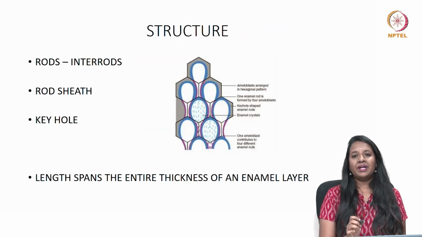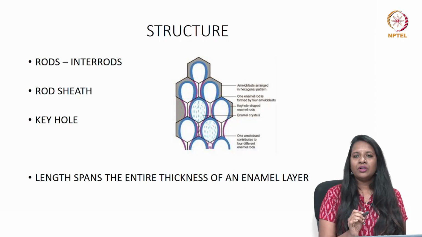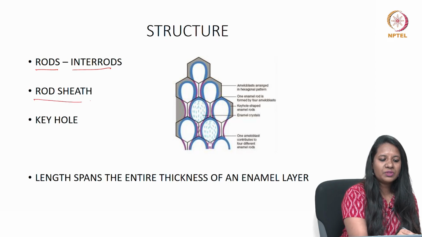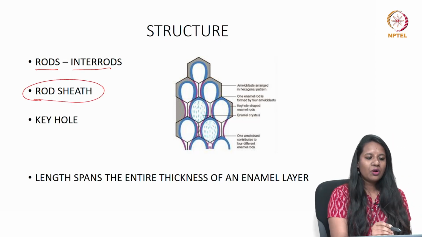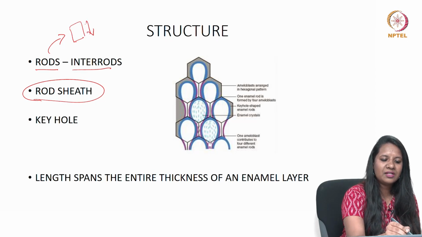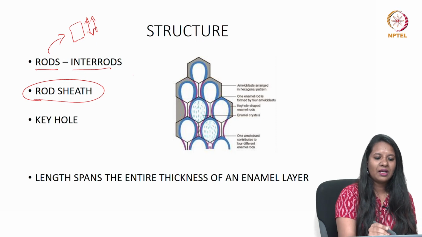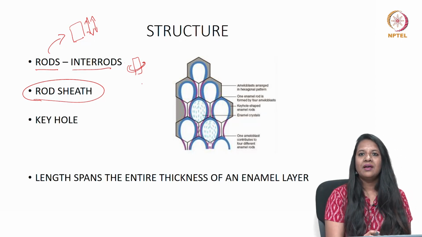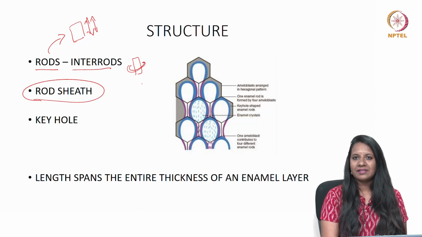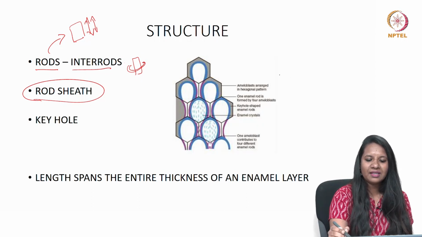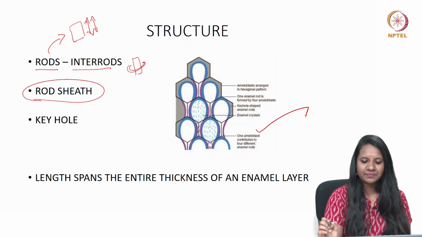So, structure is very important. The fundamental organization of enamel is composed of rod and interrod, which is surrounded by rod sheath. Rods are cylindrical in shape with crystals arranged parallel to the long axis of the rod, whereas interrods surround the rod and the orientation of crystals is different from the longitudinal axis of the rods. So, the rods and interrods together give you a keyhole appearance like this.